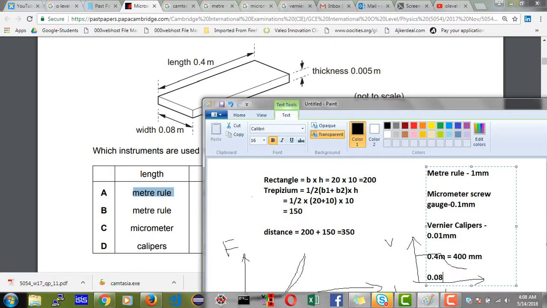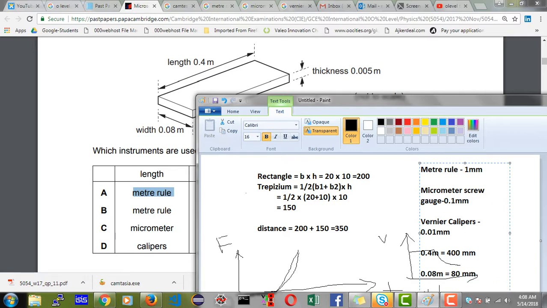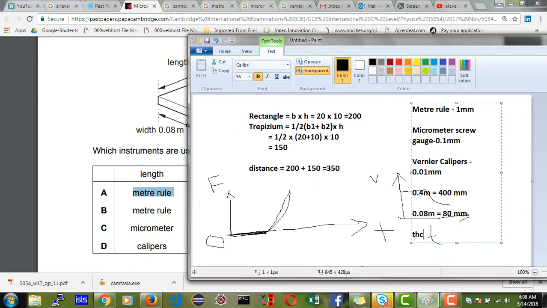For the width we have 0.08 meter. If you convert it, we get 80 millimeter. So for the smallest division that must be used, we must use this one. And for the last one, we have thickness, that is 0.005 meter, which equals 5 millimeters. So we must use an instrument that has a precision finer than 1 millimeter, so we must use this one.